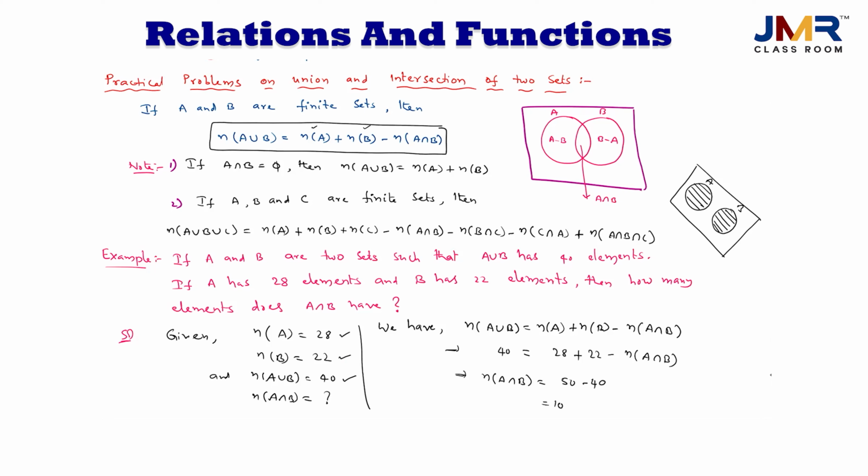By the formula, n(A union B) equals n(A) plus n(B) minus n(A intersection B). n(A union B) equals 40, n(A) is 28, plus 22, minus n(A intersection B). It gives n(A intersection B) equals 28 plus 22 is 50, minus 40, then it is 10. n(A intersection B) equals 10.